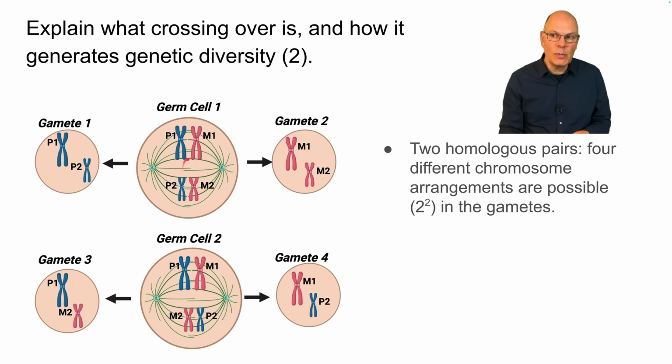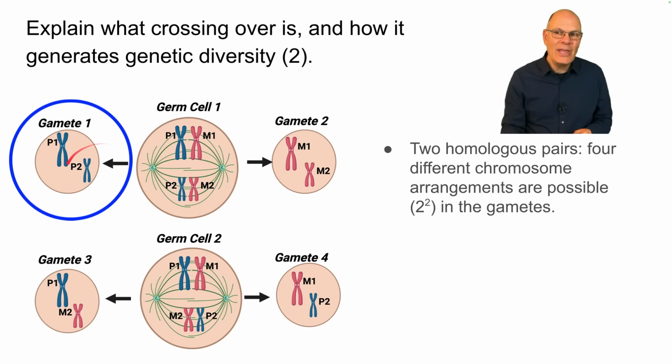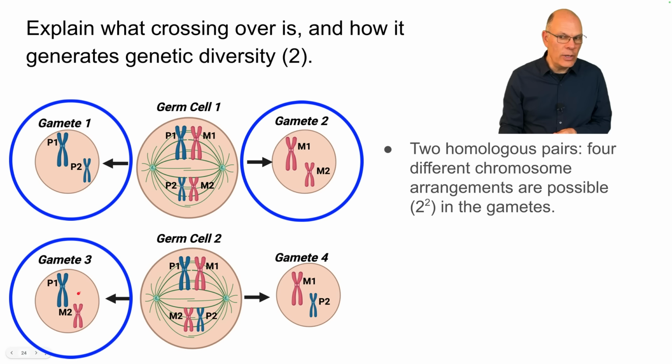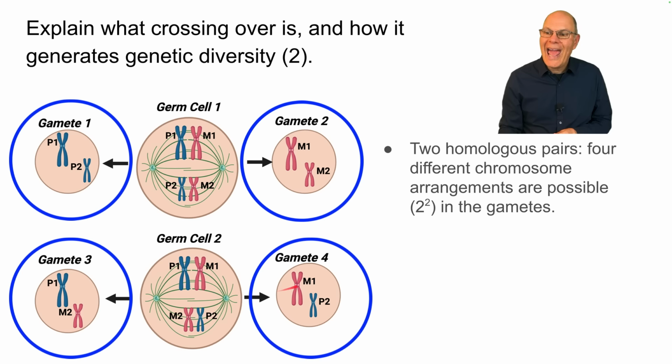So one possible arrangement is like this, and then in the gamete we have paternal chromosome 1, paternal chromosome 2, and in this gamete we have maternal chromosome 1, maternal chromosome 2. And if the chromosomes are organized like this, then this gamete can have paternal chromosome 1, paternal chromosome 2, and this gamete can have maternal chromosome 1 and paternal chromosome 2.